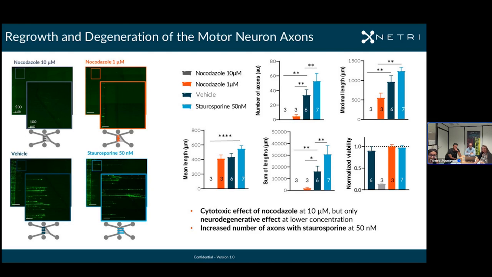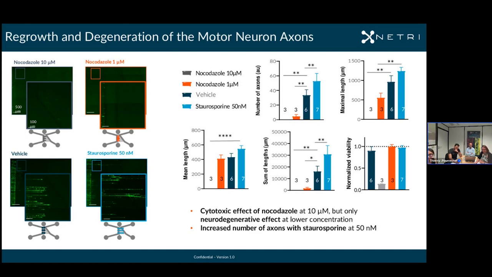So regarding the motor neurons, what we could see is that at a very high concentration of nocodazole, there is a cytotoxic effect. And this is the last graph on the bottom right that shows the vehicle and the high dose of nocodazole inducing cytotoxicity, but the lowest dose of nocodazole, 1 micromolar, wasn't inducing cytotoxicity. So the effect that we are seeing of nocodazole is only a reduction of the neurite outgrowth.